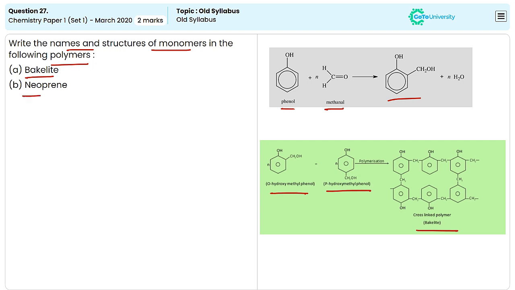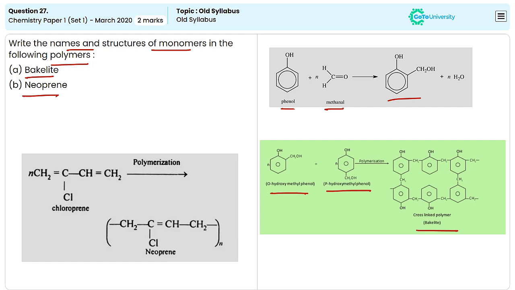The second one is given as neoprene. This is a type of synthetic rubber produced by the polymerization of chloroprene. Neoprene consists of polymer chains with alternating carbon-carbon double bonds and chlorine atoms. The polymerization creates a material with a high degree of cross-linking.